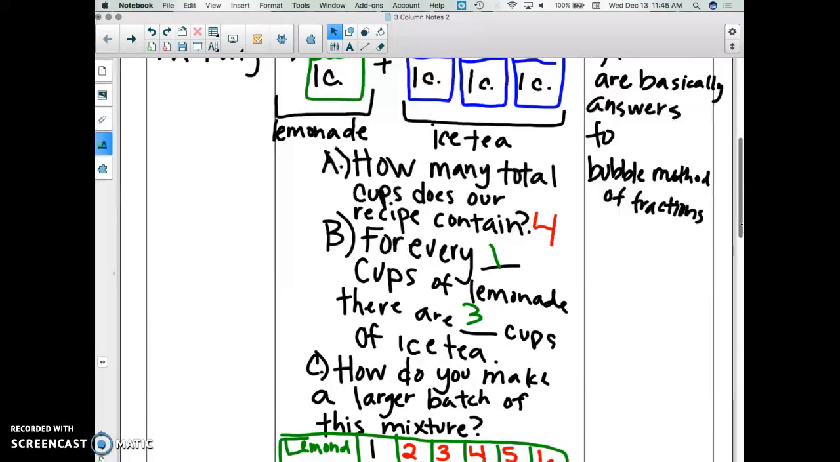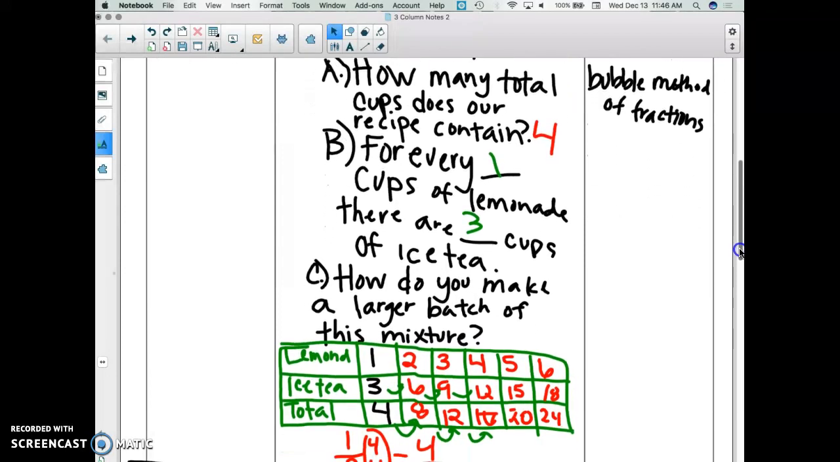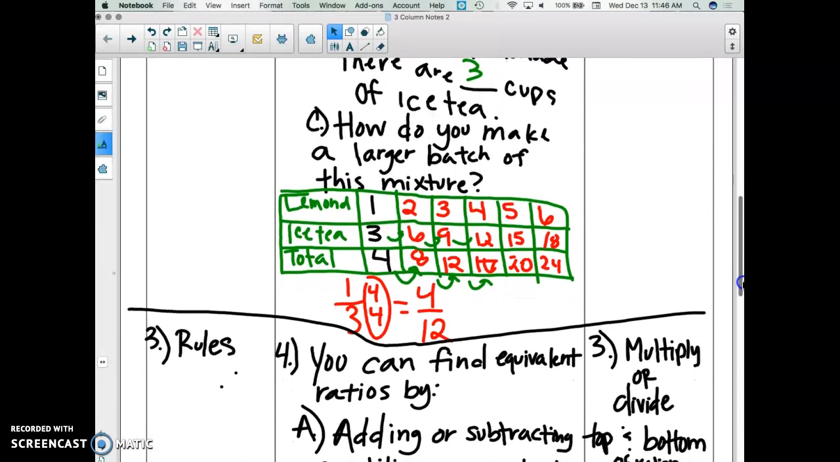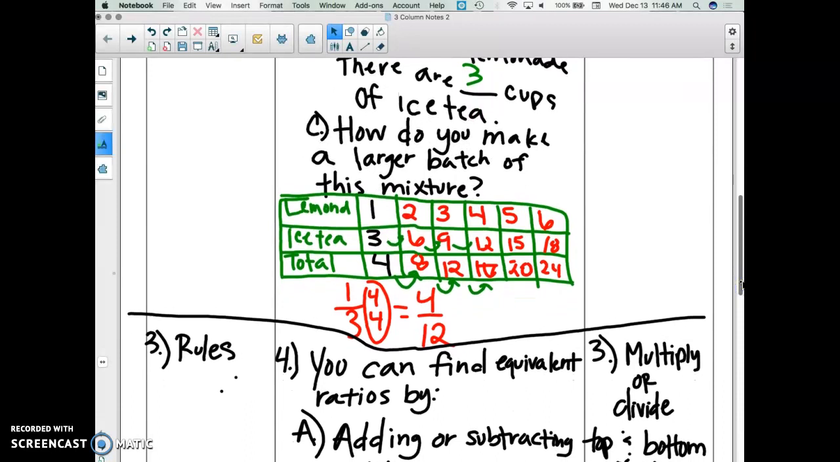And how many total cups were there in our ratio? Chloe? 4. Good. So our ratio was 1 to 3, with 4 being our total cups. We did a table, and what a lot of us did was we ended up adding across. As long as we keep plus 4, plus 4, plus 4, plus 3, plus 3, plus 3, plus 1, plus 1, plus 1, you can absolutely solve it that way.